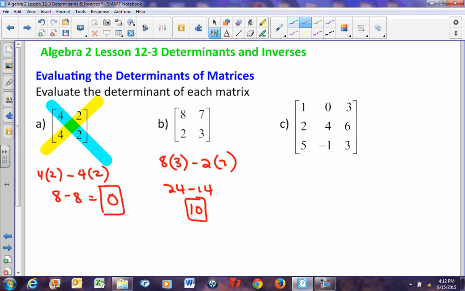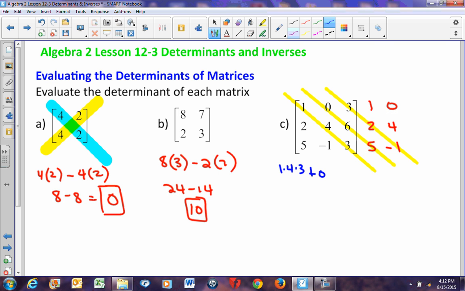Finding the determinant of a 2 by 2 matrix is really, really simple. Finding the determinant of a 3 by 3 is slightly more complicated. So I'm going to rewrite this. 1, 2, 5, 0, 4, 8, 1. Remember what I said. I'm going to do this in a diagonal. I'm going to multiply down this way. Okay, so I'm going to do 1 times 4 times 3, which is 12.